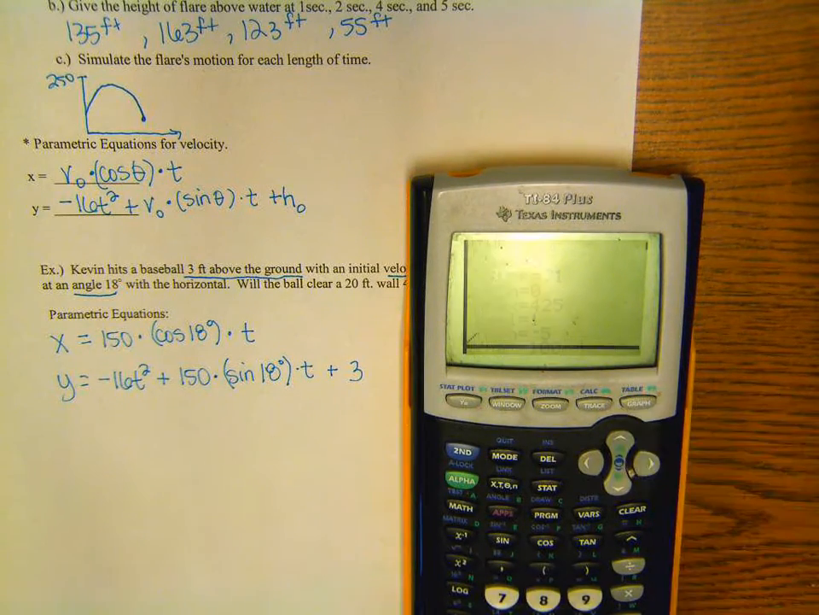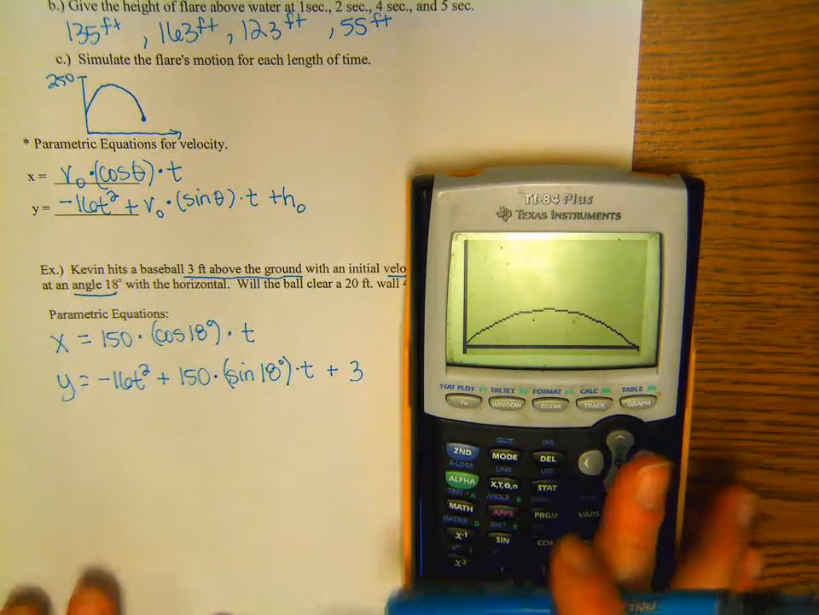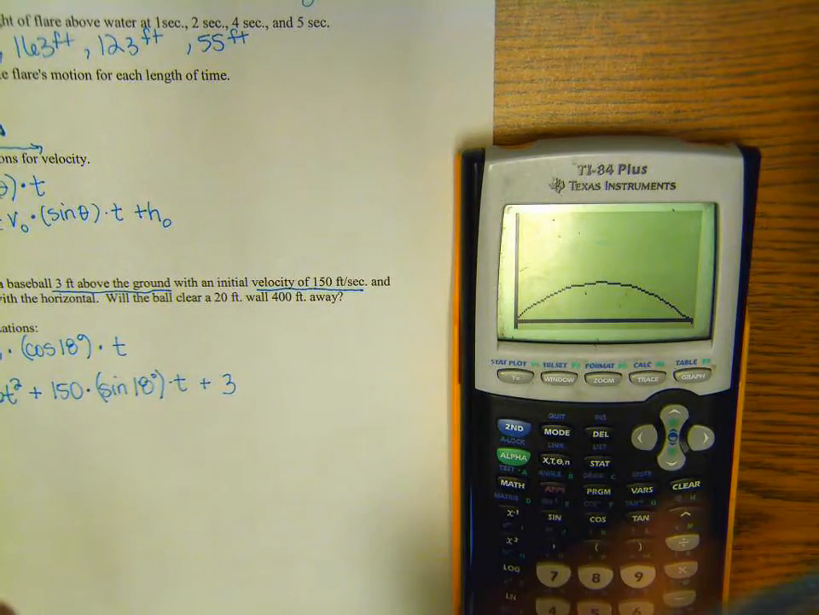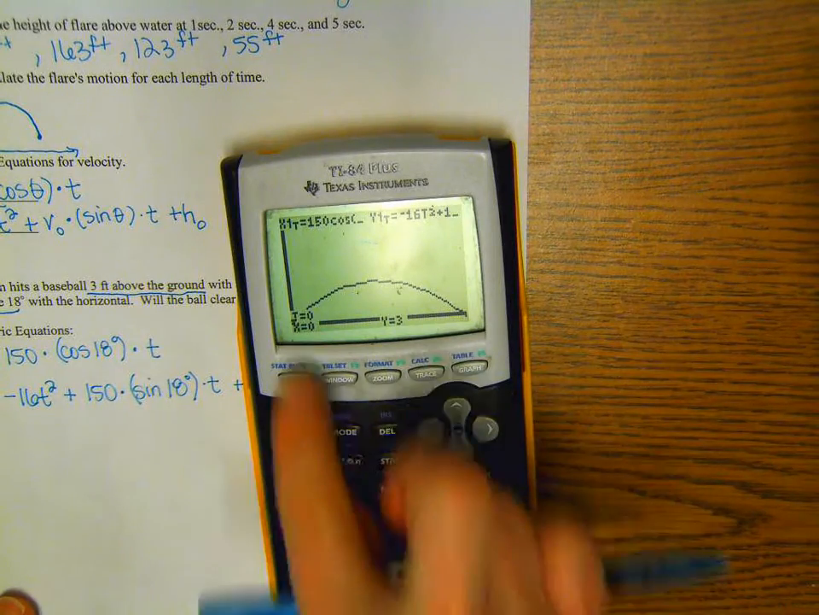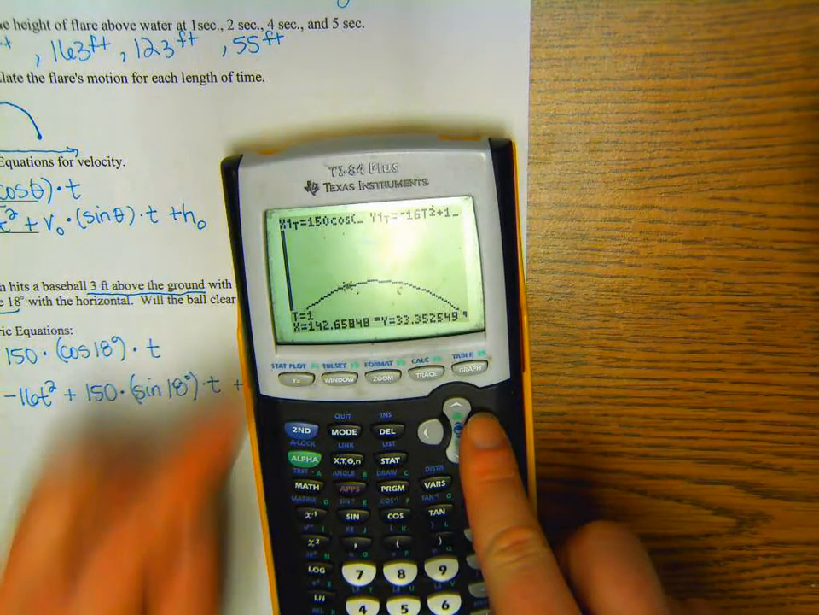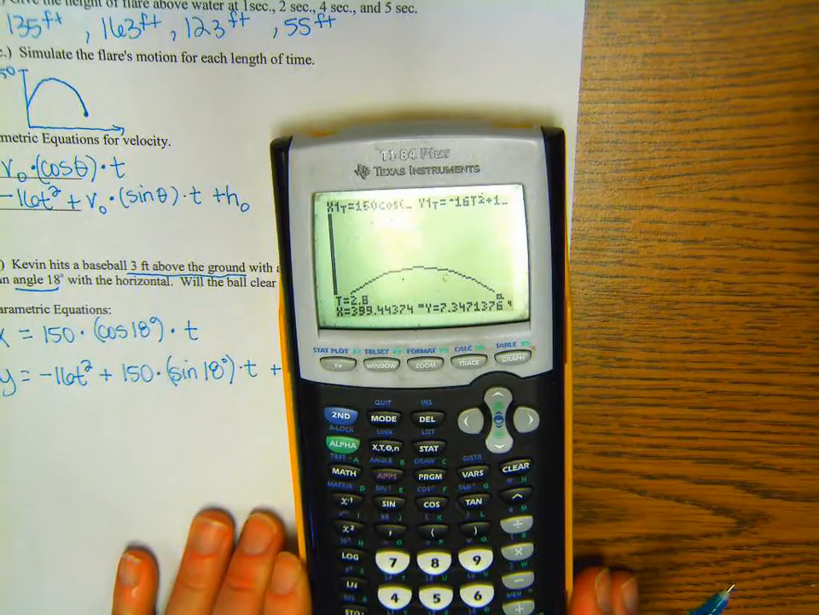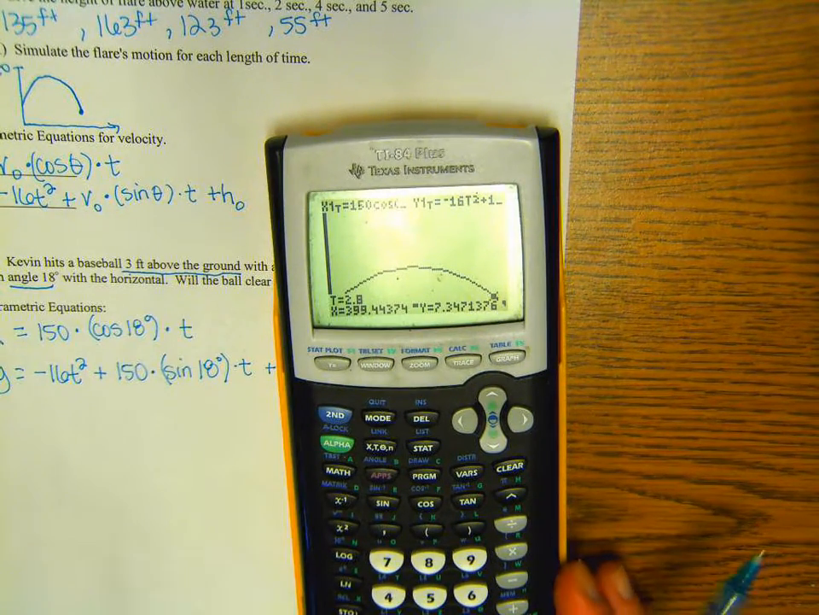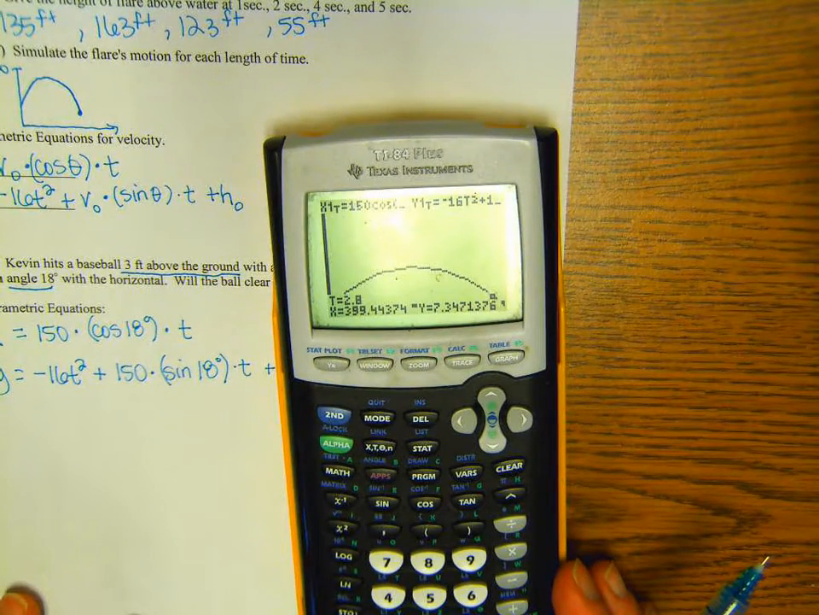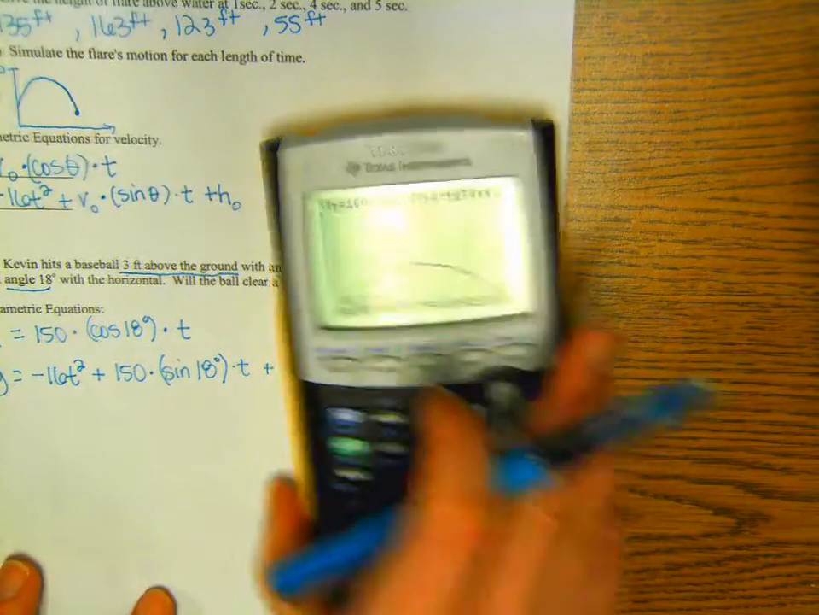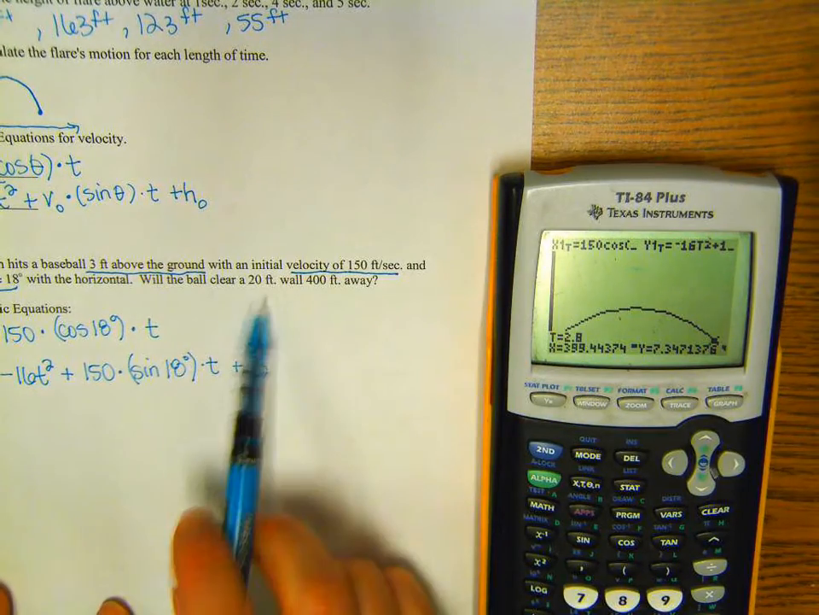Okay, so let's graph and see what happens. And then let's trace, and what we're looking for is how high is the ball at 400 feet away. So I'm going to trace. I'm paying attention to x right now. So right now the ball is 185, 200. Okay. At 399 feet away, how high is the ball? 7 feet above the ground. Is it going to clear a 20-foot wall then?